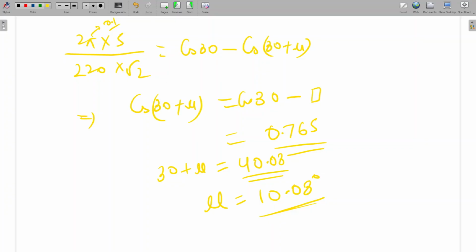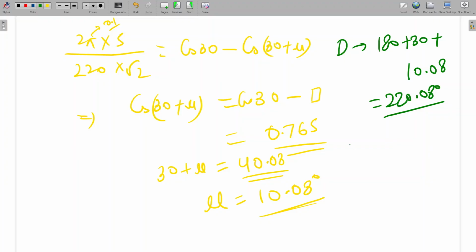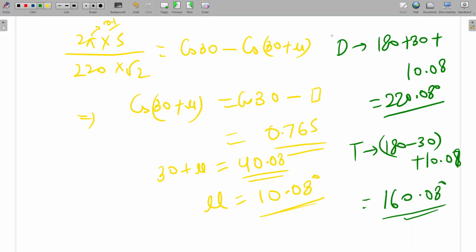Now, the conduction angle: the diode will conduct for 180 plus 30 plus 10.08, which is 220.08 degrees. And the thyristor will conduct for 180 minus 30 plus 10.08, so it will be 160.08. Yes, sir. So this kind of question can be framed. This is one type of question.